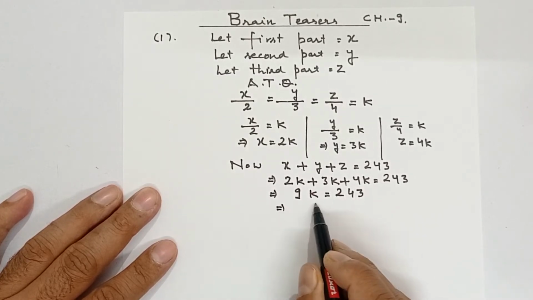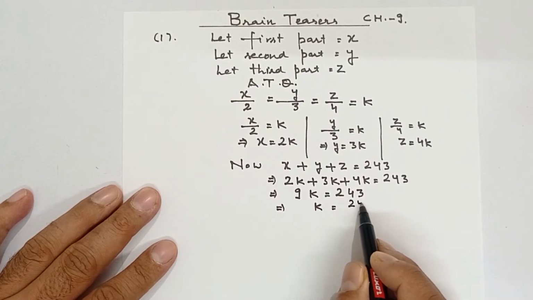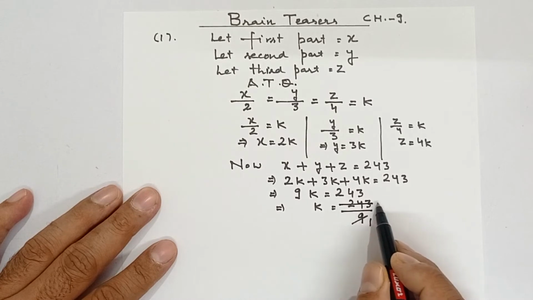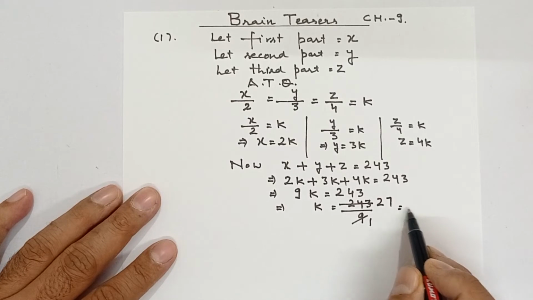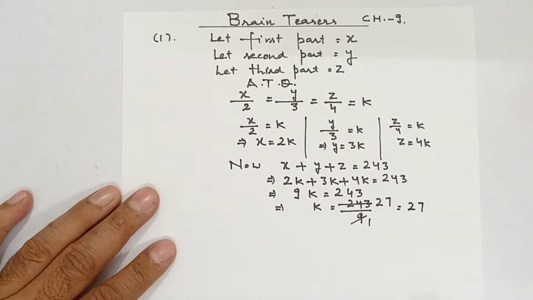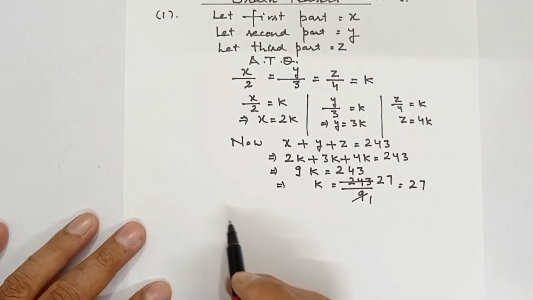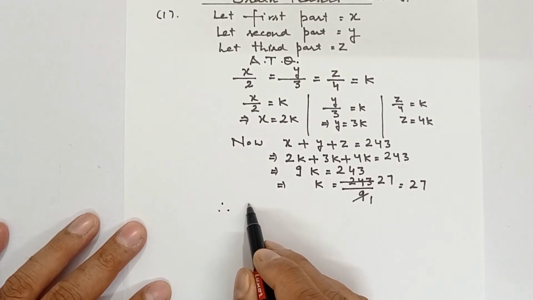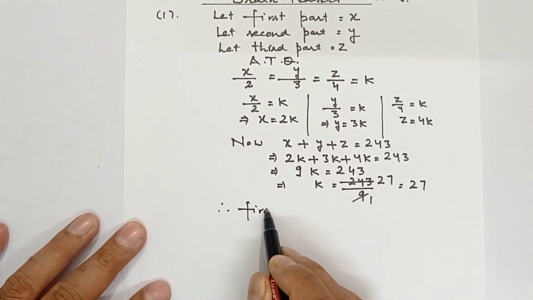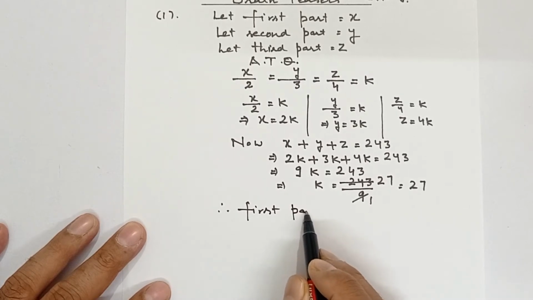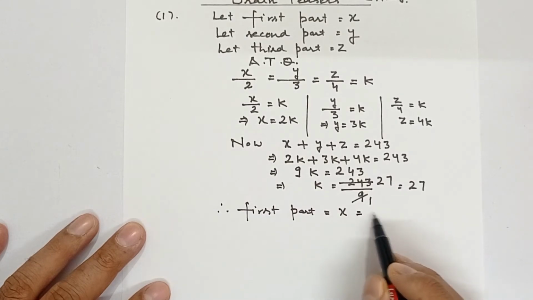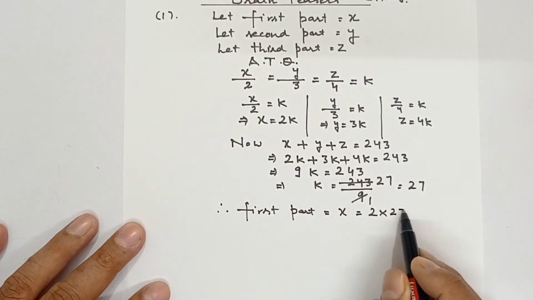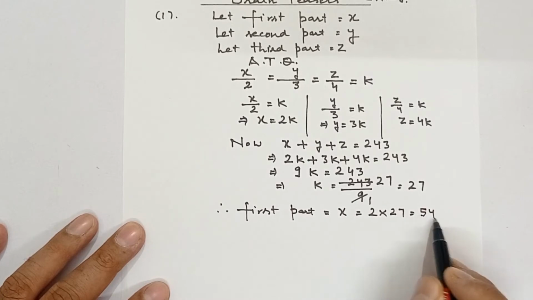So k we will find out: 243 divided by 9. 9 ones are 9, 9 twos are 18 and 6 is 24, 9 sevens are 63. So we have got k as 27. So therefore the first part, which we have assumed as x, and x was equal to 2k. So 2 into 27, that is equal to 54.